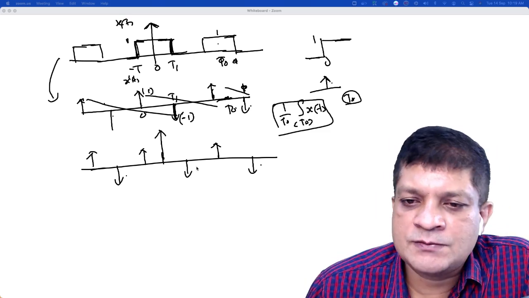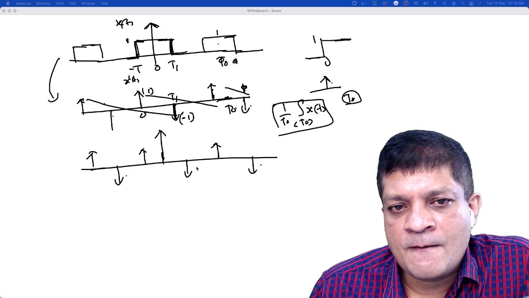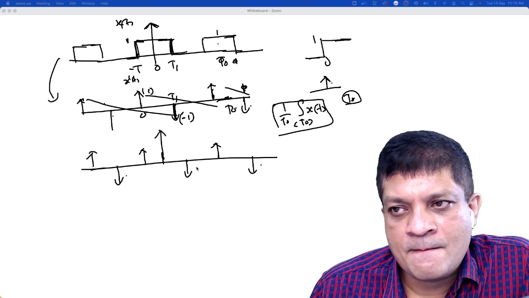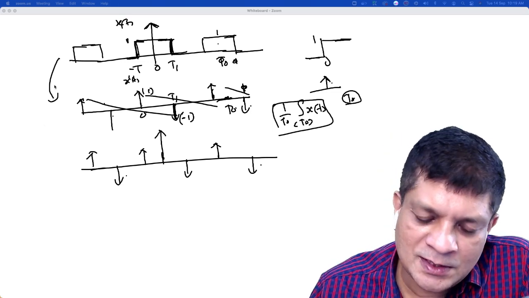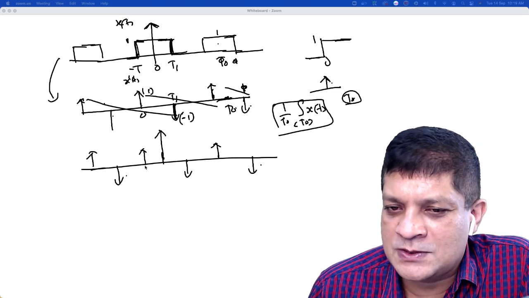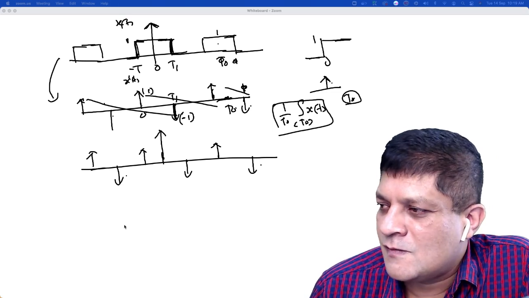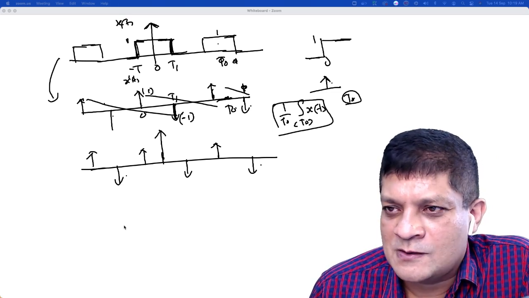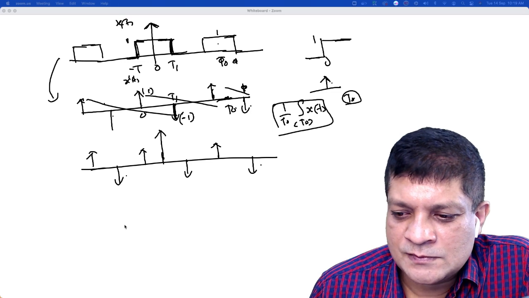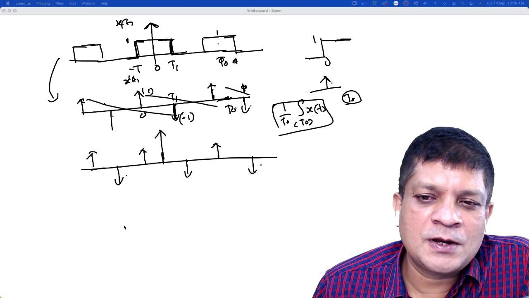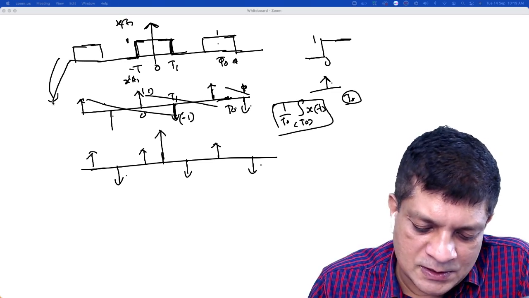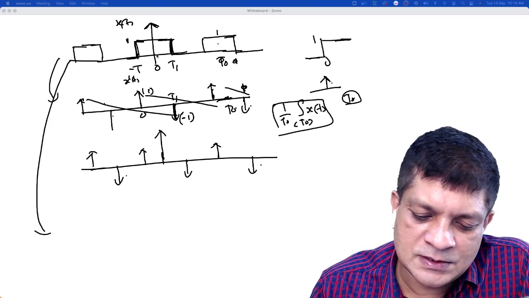Now, what is the average value of this signal? It is 0. The average value of the signal is 0. So can we say that if you differentiate any periodic signal, the average value is always 0? Is it? If you are given any periodic signal, let me explain that. Let us consider this example.